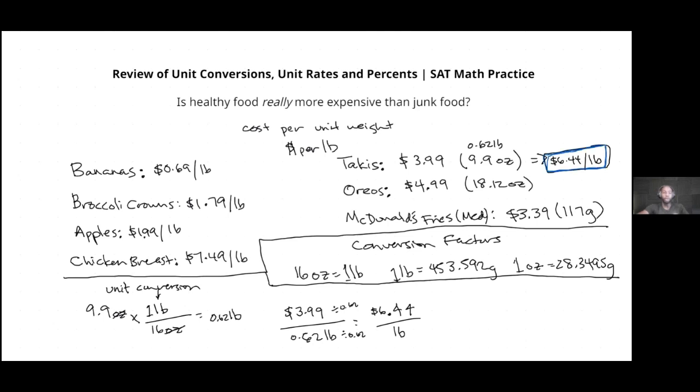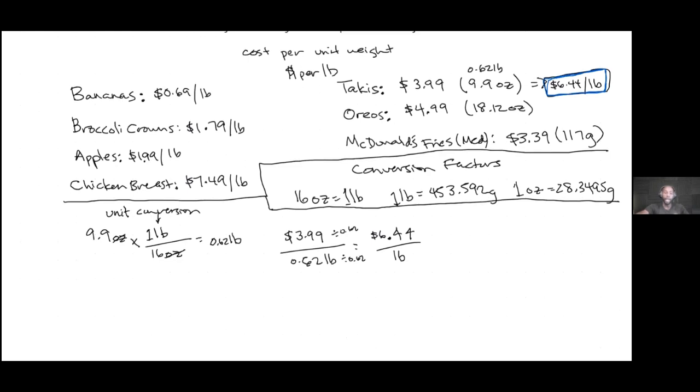Okay, how about Oreos? How about Oreos? Now, if we want to see about Oreos, so this is Takis. How about Oreos? So Oreos, we have 18.12 ounces for a $4.99 pack of Oreos. Now I'm going to do this unit conversion and unit rate in the same step here. So we know that it's $4.99 for every 18.12 ounce pack of Oreos.